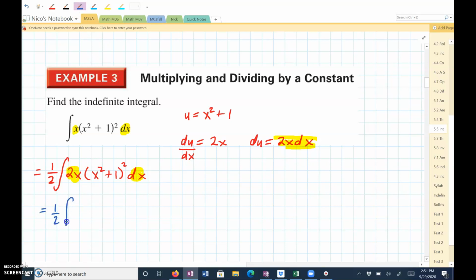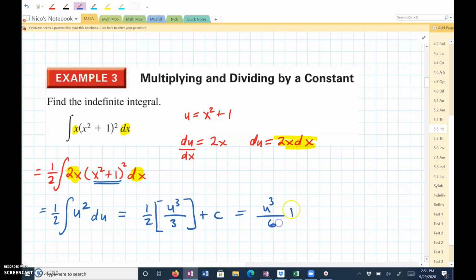So I got 1/2. The 2x dx, that becomes du. The x squared plus 1, that becomes u squared. And now I can take the antiderivative of u to the second power. So I'm going to have 1/2. u to the second power would be u cubed over 3 plus c, where this would be u cubed over 6 plus c. And then u is equal to x squared plus 1 cubed divided by 6 plus c. And that would be our answer there.